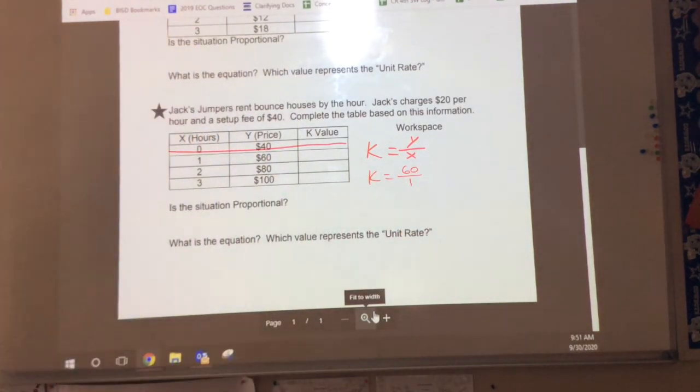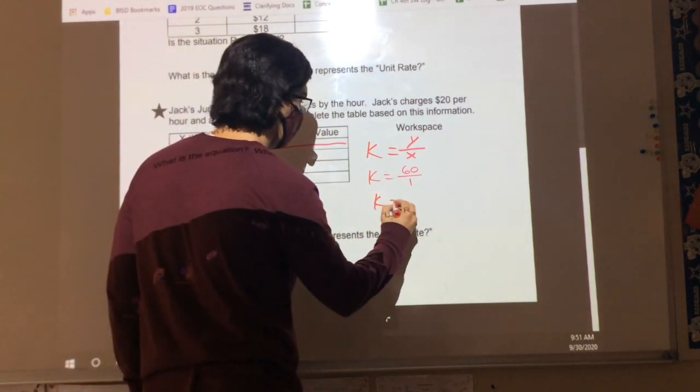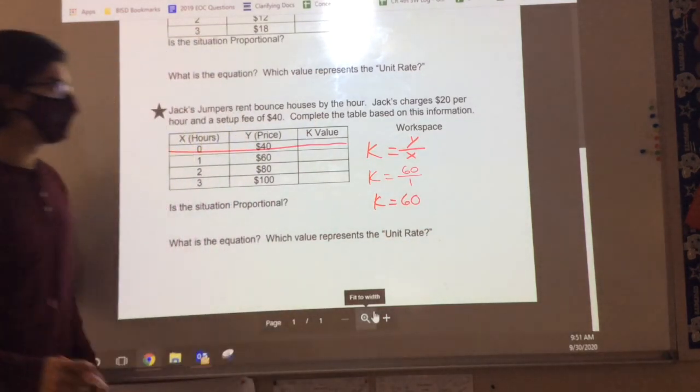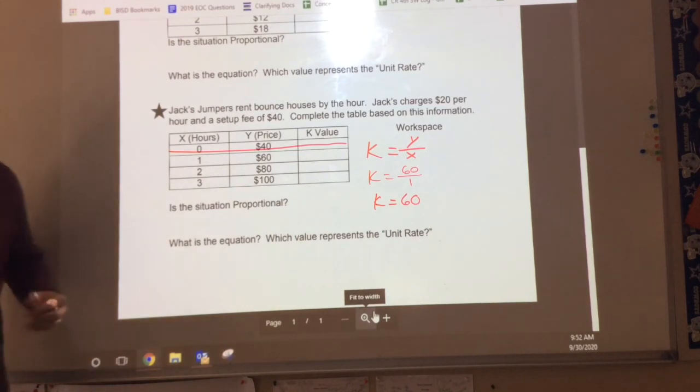What is 60 divided by 1? 60. So that means that my constant is going to be $60. Are we okay with that? No. Why? Because the constant is $20, correct? Oh yeah, explain that. Why is that? Because the $40 is always there, and the hours is $20.